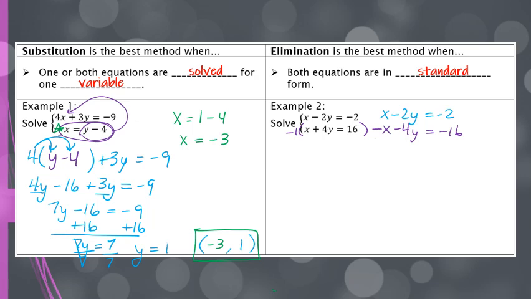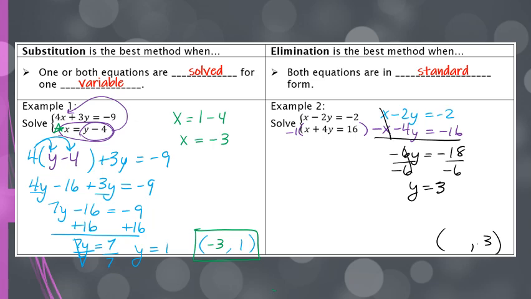So now I'm going to add these two equations together. My x's cancel, which is what I wanted. That would give me negative 6y, and then that would equal negative 18. Now if I just divide by negative 6 on both sides, I get that my y value is 3. So now I have the y coordinate of my final answer. All I have to do is plug that back in to find my x.